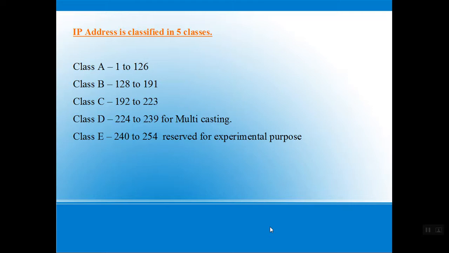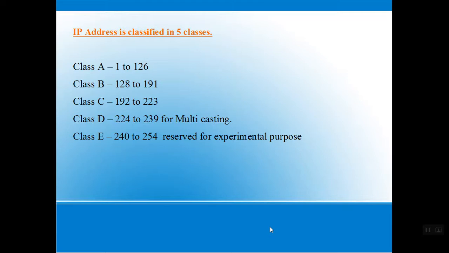Class A covers 1 to 126, class B is 128 to 191, class C is 192 to 223, class D is 224 to 239, and class E is 240 to 254. Here we are missing 127. The 127 is mentioned in the class A range. It is basically used as the loopback address, for checking your local area network connectivity or your NIC.